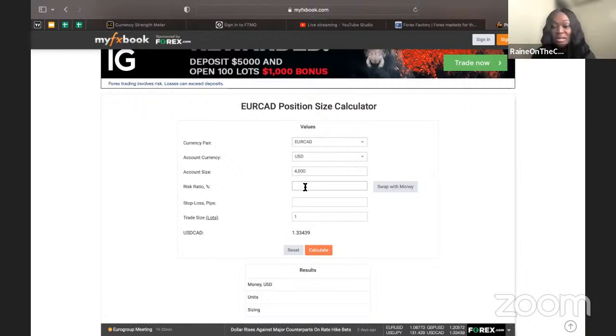I'm not recommending anything above 3%, but you are in charge of your account, so you can risk whatever it is that you want. Hey, you can risk 50% of your account if you want, but then don't come crying. So you decide to risk 1% as a newbie. You're going to put 1 in the risk ratio there. The stop loss is 40 pips.